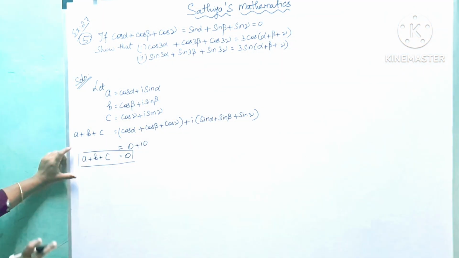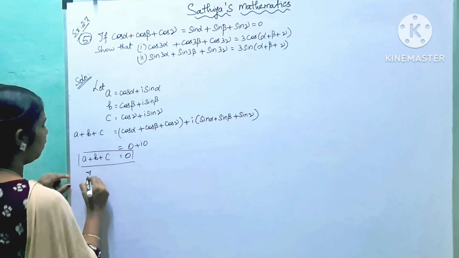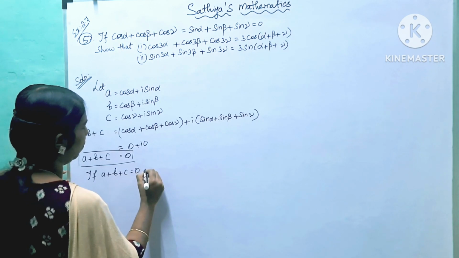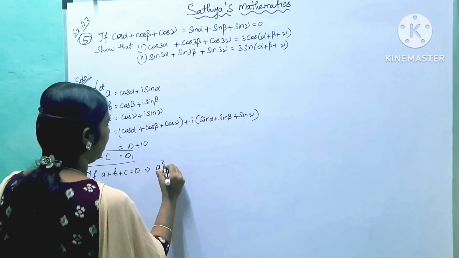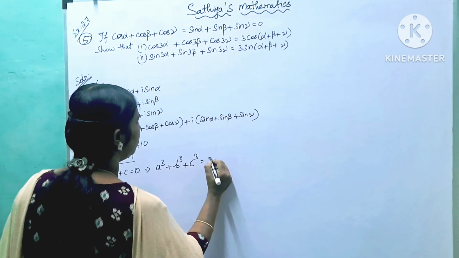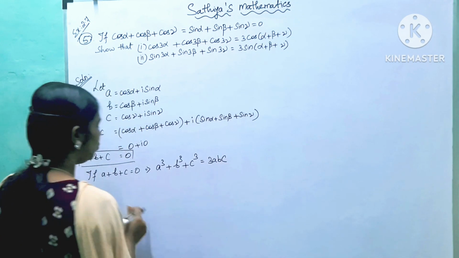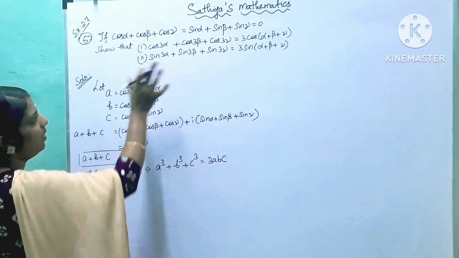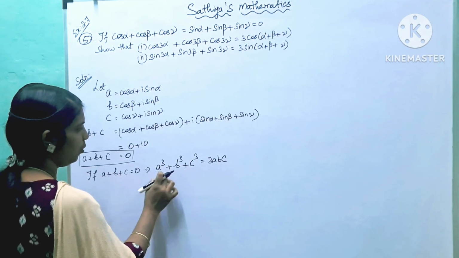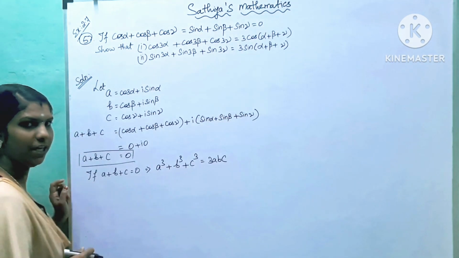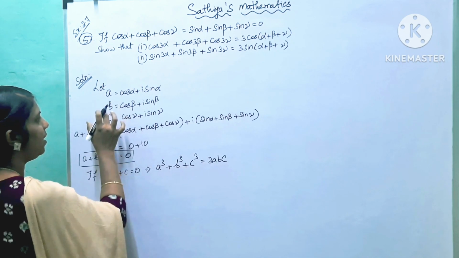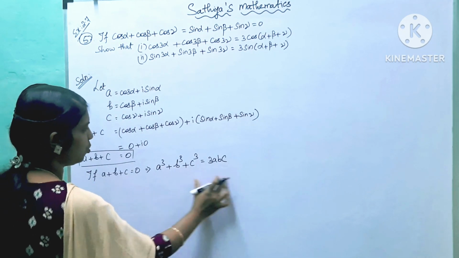You must have studied an identity in 9th standard itself. If A plus B plus C is equal to 0, then we get A cube plus B cube plus C cube is equal to 3ABC. Now we are going to use this identity to bring out the proof. If A plus B plus C is equal to 0, A cube plus B cube plus C cube is equal to 3 into A into B into C. In this identity, we can substitute what A, B and C are.